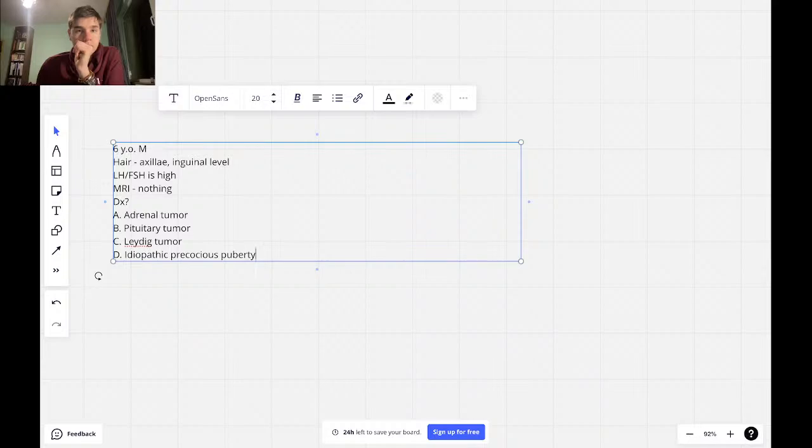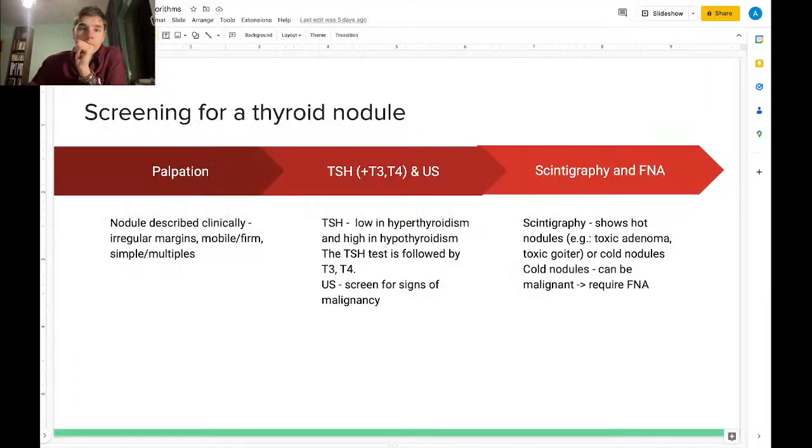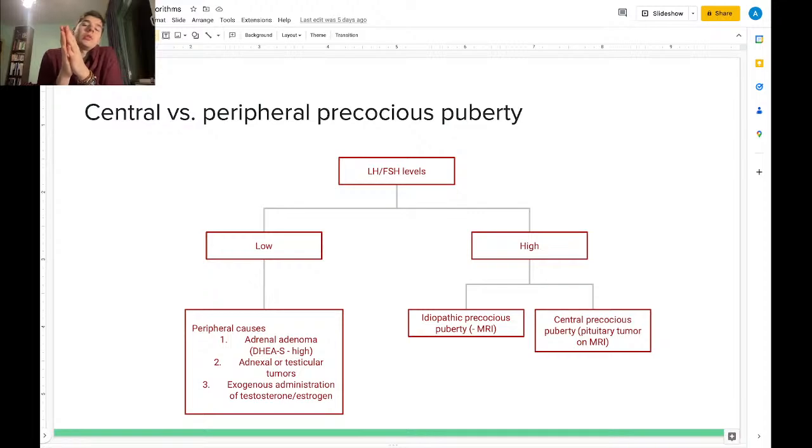So there are two types of causes, central and peripheral. Every time we have a question on precocious puberty, the first step we take is to determine the LH and FSH levels. If the LH and FSH levels are low, then this means that the hypothalamic pituitary axis is shut down. This translates into peripheral causes.